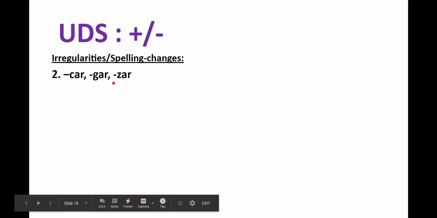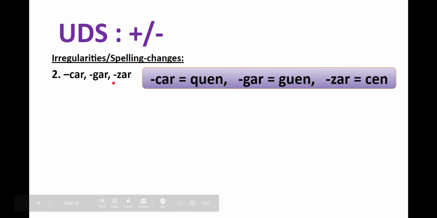Irregularity 2, spelling changes based on pronunciation. Same set, car, gar, zar. This time you're simply going to change the ending to include an N. Car changes to quen, gar to guen, zar to cen.